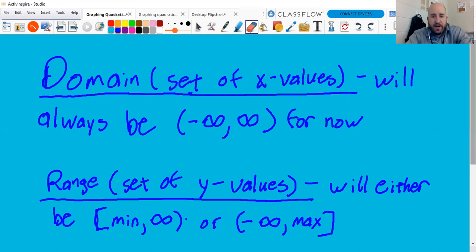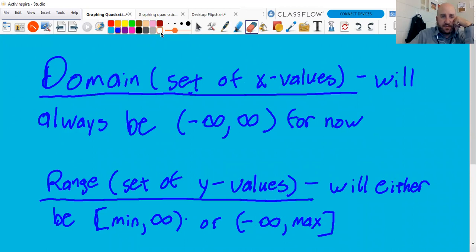Our range, which is the set of Y values our graph covers, is not going to be negative infinity, positive infinity, because if we think about the shape of our parabola, either both ends are going up, so the vertex is the lowest point, or both ends are going down and the vertex is the highest point. So the Y coordinate of the vertex, if it's the minimum point, will be the bottom of our range, and then positive infinity will be the maximum. Or negative infinity will be the minimum, and the Y coordinate of our vertex, which is the maximum, would be the highest point.